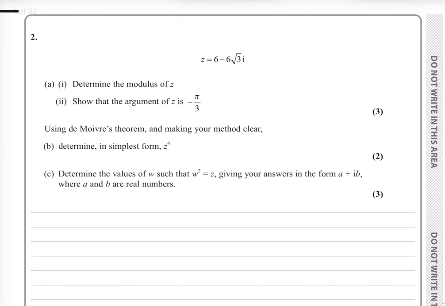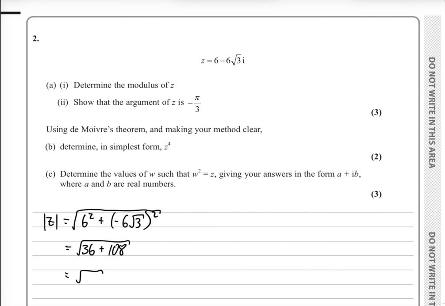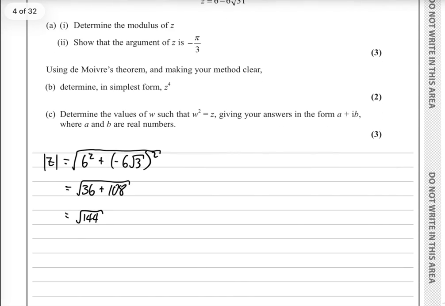Determine the modulus of z. The modulus of z is equal to the real part squared plus the imaginary part squared, and then the square root of that. 36 plus 36 times 3, 108. Add those together, we get the very nice number 144. So that gives us a modulus of 12. And of course it's a modulus, so there's no plus minus there. It must be positive 12.